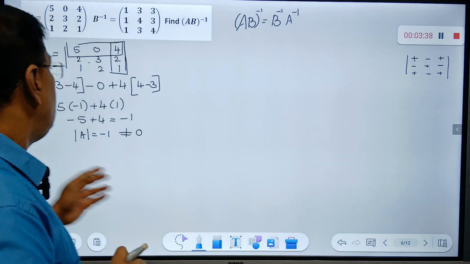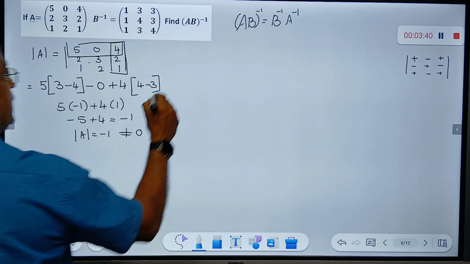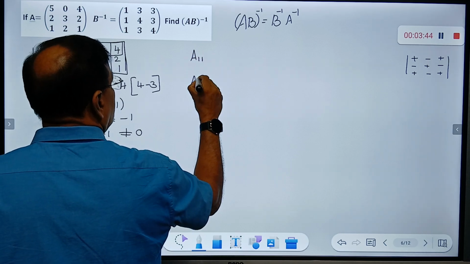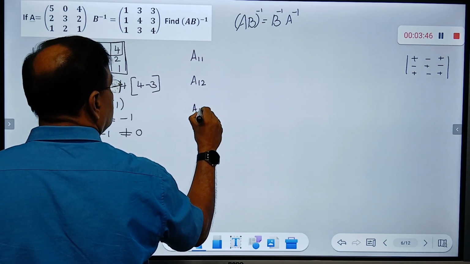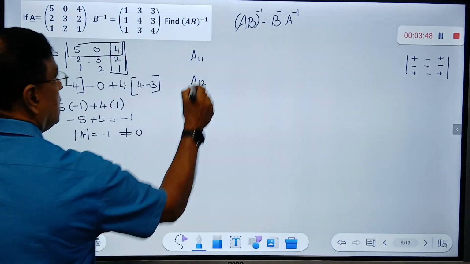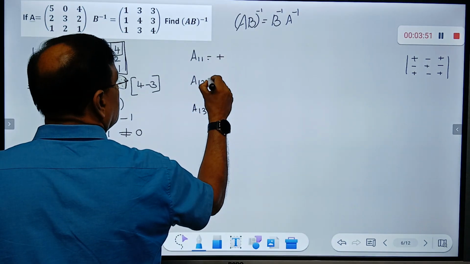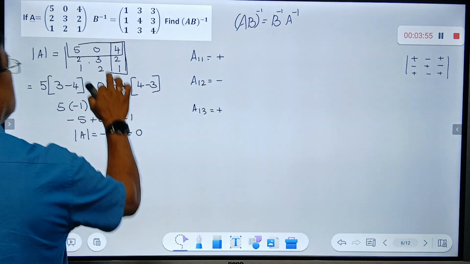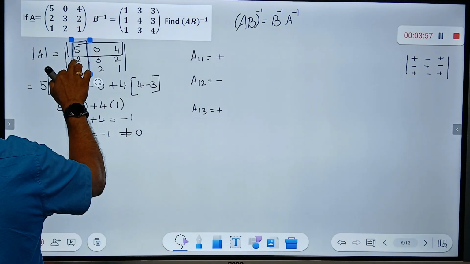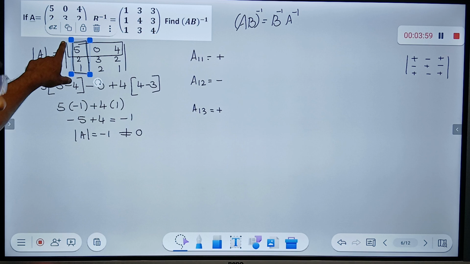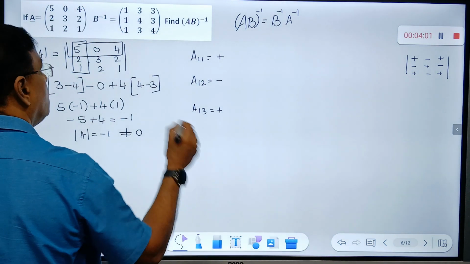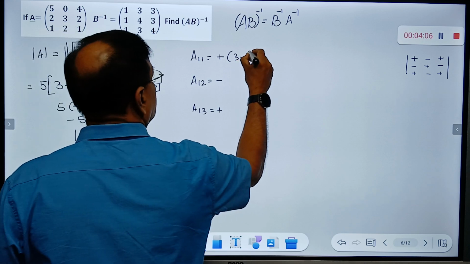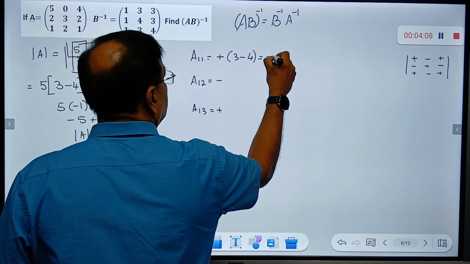Okay. Now, I want to find cofactors. How do I find cofactors? A11, A12, A13. First, let's deal with this. Here, the sign is plus, minus, and plus. So let's deal with this first. First row, first column. Don't take that number, okay? First row, first column. What do you get? 3 minus 4. That is minus 1.